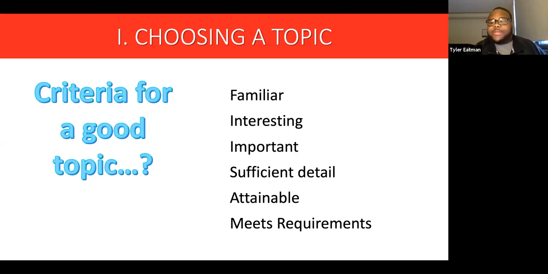Having enough details for you to support your topic, and being attainable. Are you going to actually be able to finish this writing piece with the amount of time that's given? And lastly is meeting the requirements. This is mainly when looking at probably our rubric. Understand that you need to meet these requirements so you can get the highest grade possible for your paper.